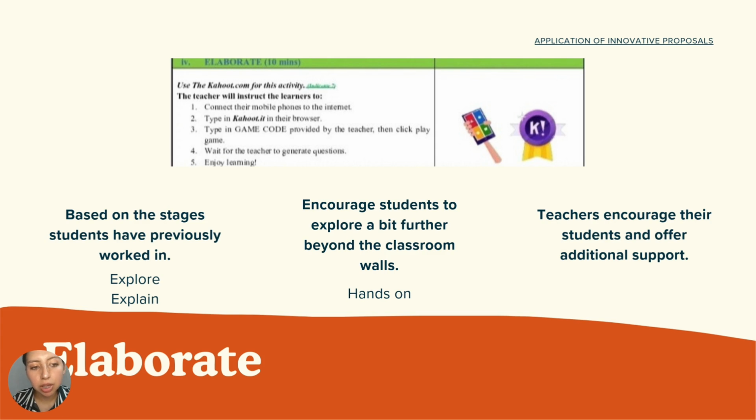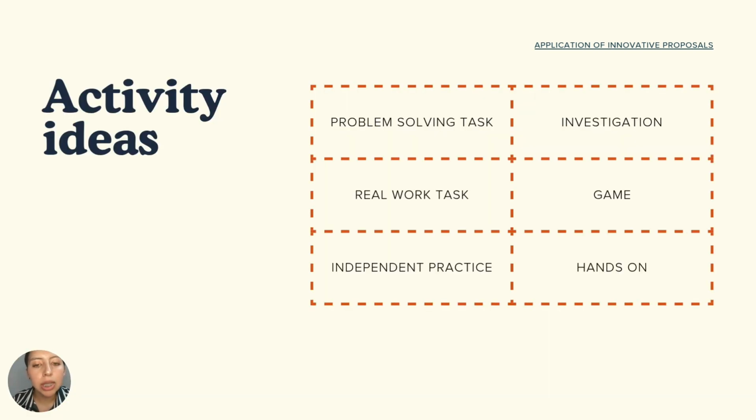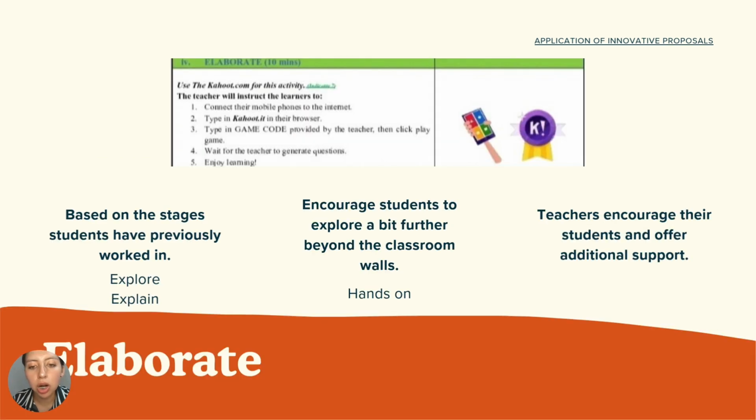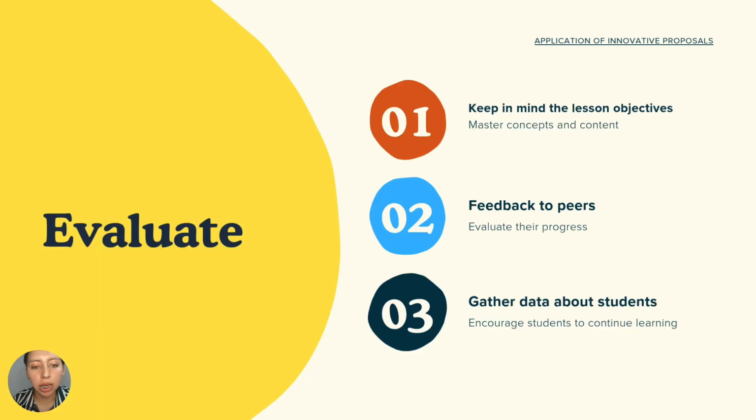The elaborate stage is based on what the students have already checked, in this case, the explore and explain stages. It is a good way to dive deeper into the lesson of the class. As in this example, we can use games, but there are other things like problem solving tasks, investigations, real world tasks, independent practice, and hands on activities. The role of the teacher is to encourage their learning and support them by answering questions that students may have.